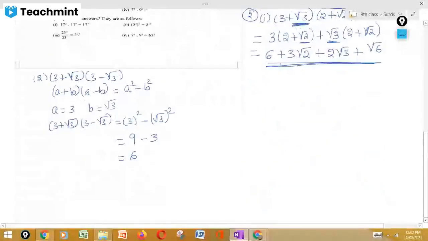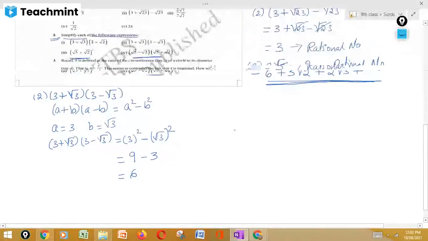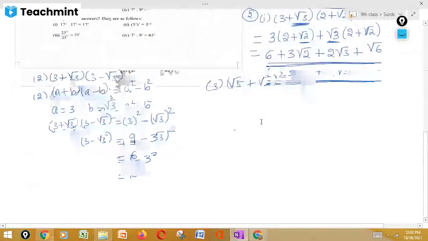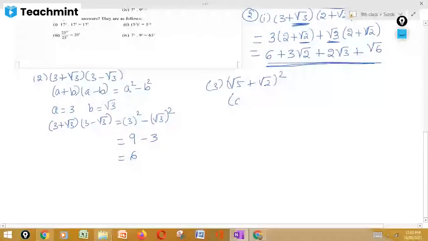That is root 5 plus root 2 whole square. What is that question? How does it look, similar to which identity? A plus B whole square. So what is A plus B whole square? A square plus 2AB plus B square, that is A square plus B square plus 2AB.